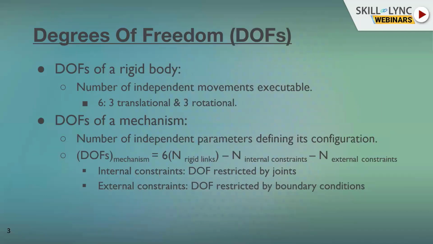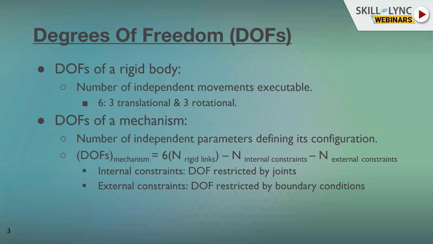Moving on, let's understand the concept of degrees of freedom, which is very, very important. What do we understand by degrees of freedom of a rigid body? Those are essentially the number of independent movements which are possible. For any rigid body in three-dimensional space it would be six: three translational and three rotational degrees of freedom.